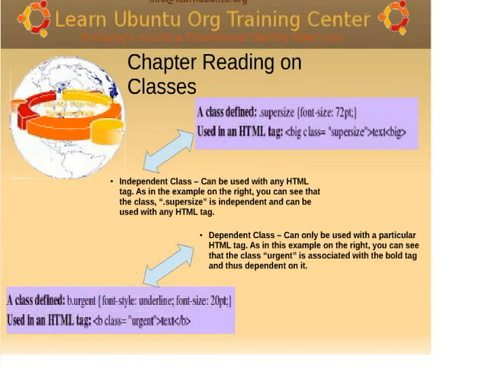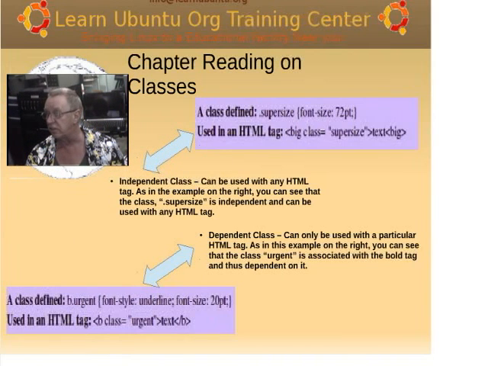We have a reading on classes in this chapter. And the important part about understanding classes for CSS is: is it an independent class or a dependent class? If it's an independent class, the class is simply specified as .classname, and any element that you assign that class name will pick up those styles. If you create a class, however, with an element name as part of it, b.urgent, that class will only work with a bold tag. And that's our point.